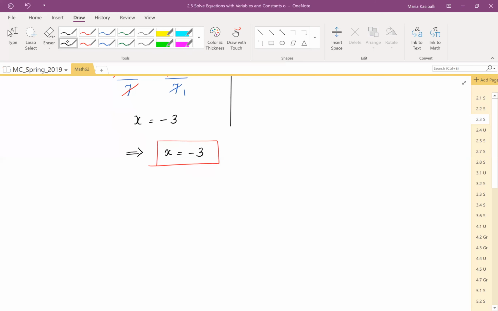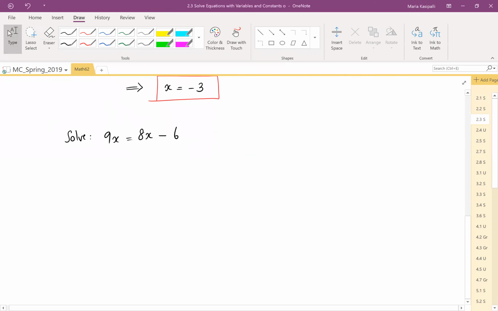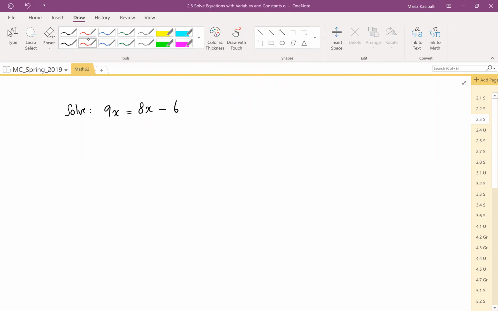Okay. All right, we move to the next objective, which is to solve equations with variables on both sides. And here comes the problem. Solve 9x equals 8x minus 6. Okay. In this problem, we have to start with the initial step, which is to combine like terms.